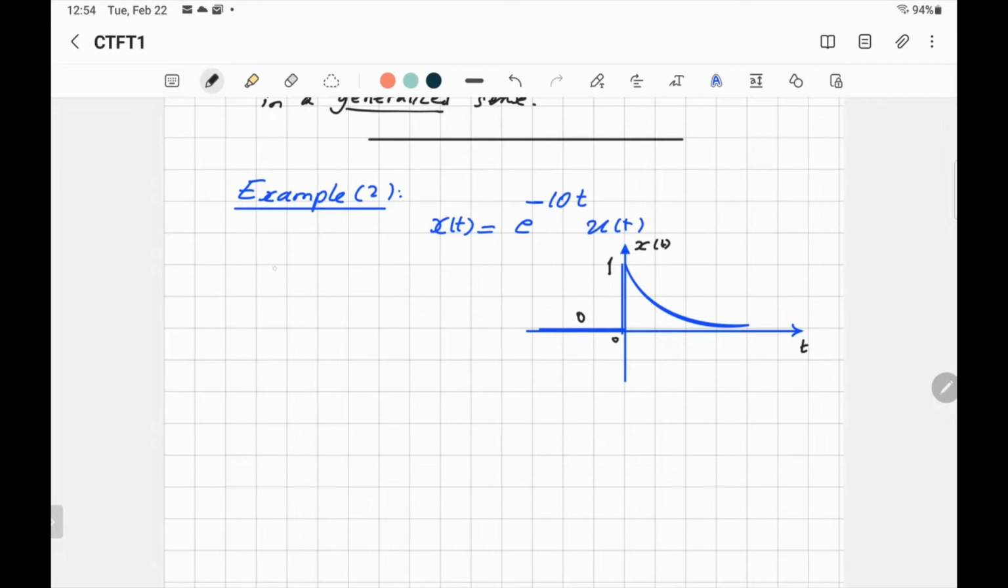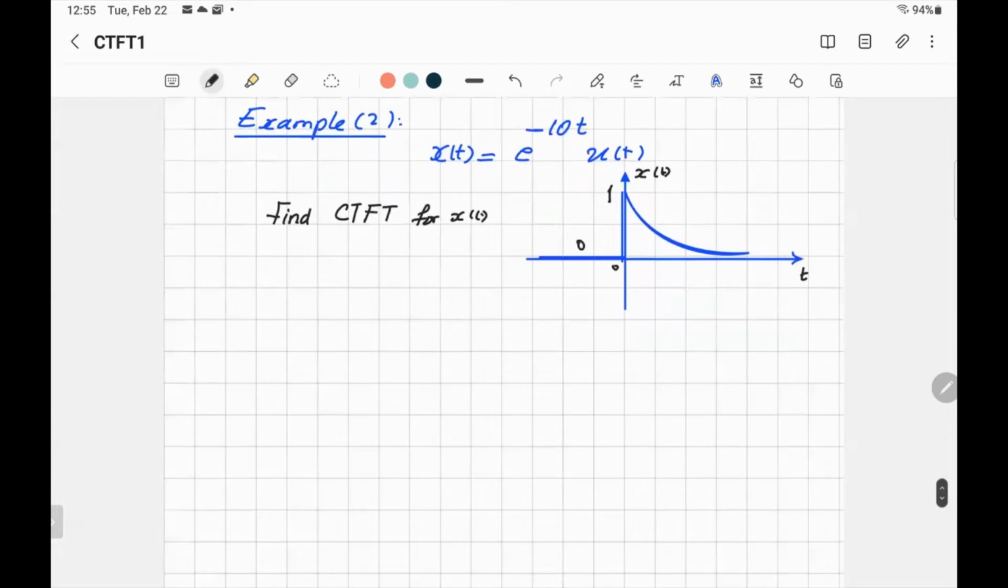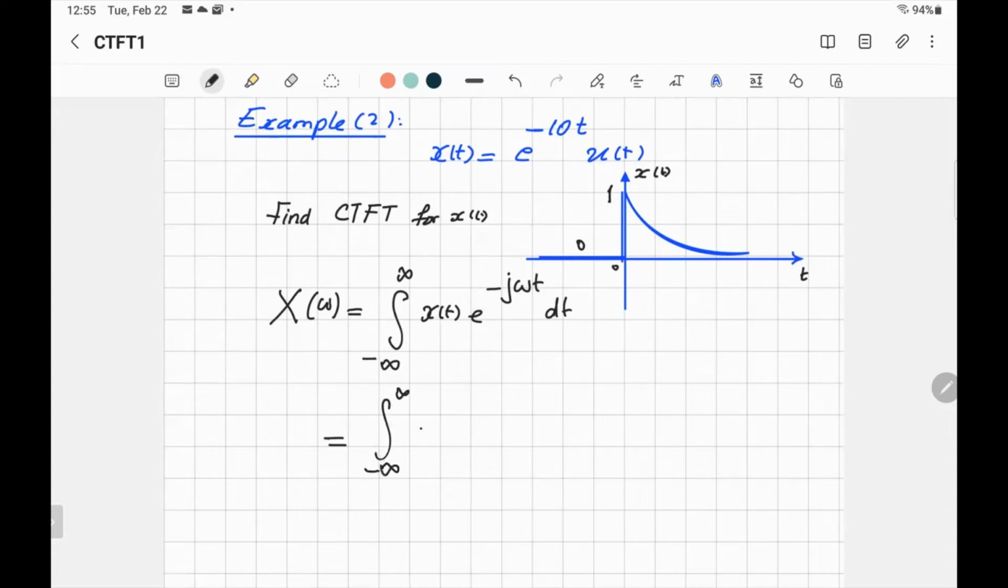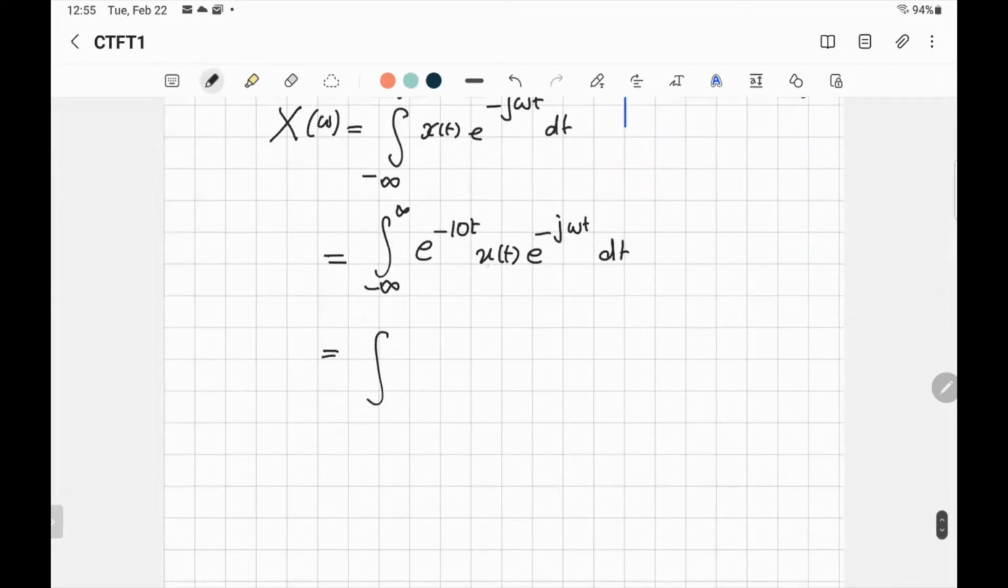It's not going to infinity. So we need to find the Fourier transform for this signal, let's say the continuous time Fourier transform for x of t. To do that, I'm going to apply the formula. Let me just write the formula. X of omega equal to the integral from negative infinity to infinity of x of t e to the power minus j omega t dt. Now, I'm going to replace x of t by the expression, which is e to the power minus 10t u of t, times e to the minus j omega t. Then I say, okay, u of t means from 0 to infinity. So I'll replace the limit.